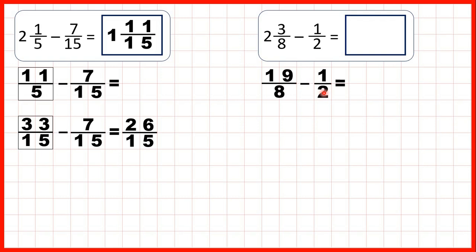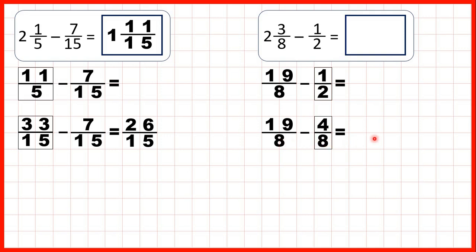Now 8 is in the 2 times table, so this time we need to find an equivalent fraction for the fraction that we're subtracting. We need to find a fraction equivalent to 1/2, which has a denominator of 8. So we can rewrite our question as 19/8 minus 4/8. That's equivalent because 2 times 4 is 8, and 1 times 4 is 4.